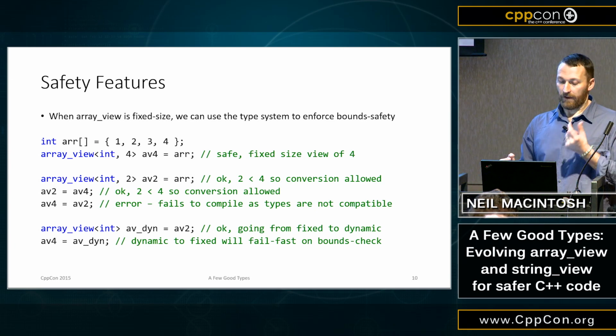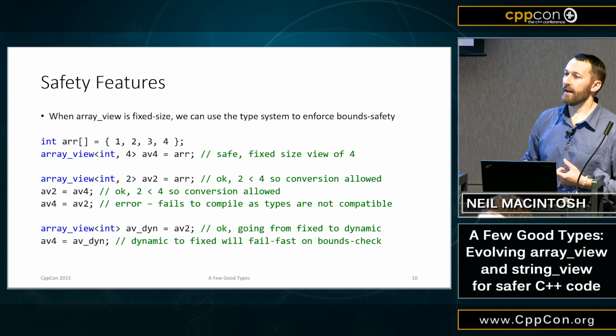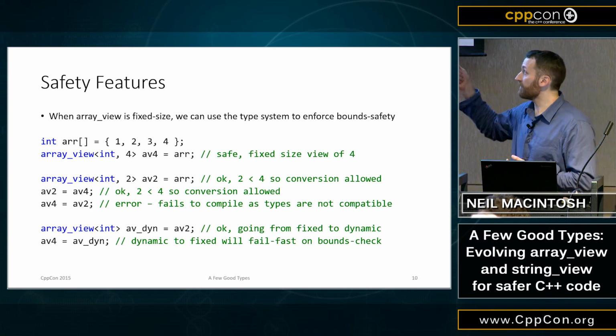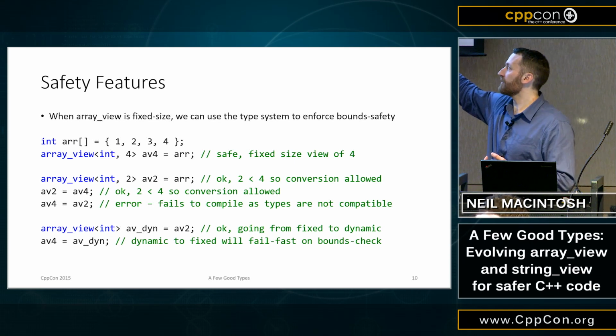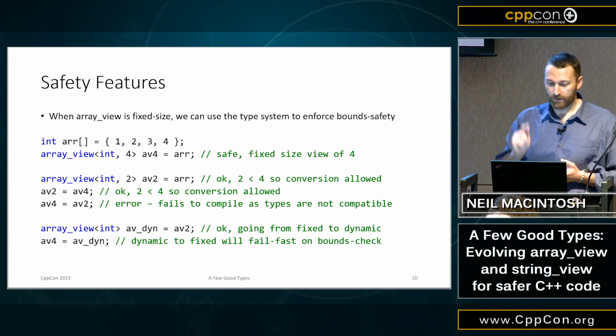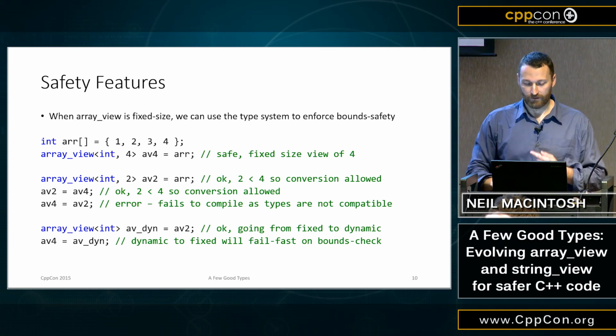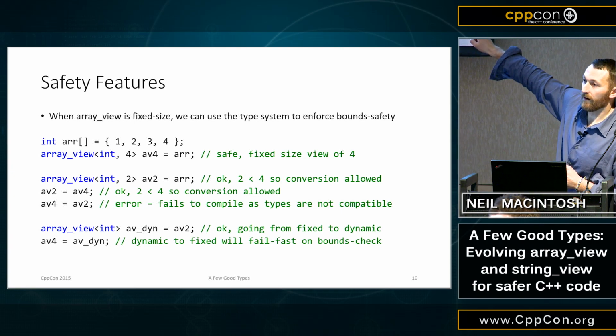So as long as AV dyne has 4 elements, then we can assign it into AV4. In this case, it doesn't because I initialized it with 2 elements from AV2. So a runtime bounds check comes in and says, no way. So again, we're safe. These are nice features. And in fact, that last line is the only one with a runtime check, which is one of the nice parts of this.